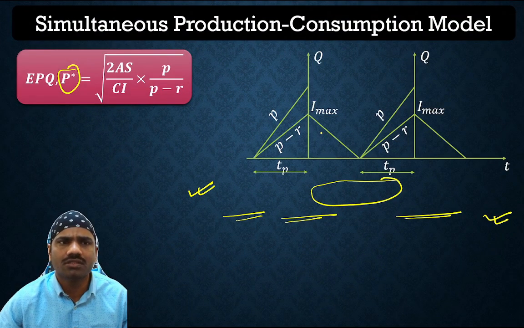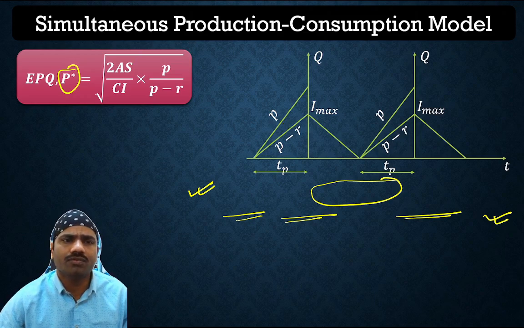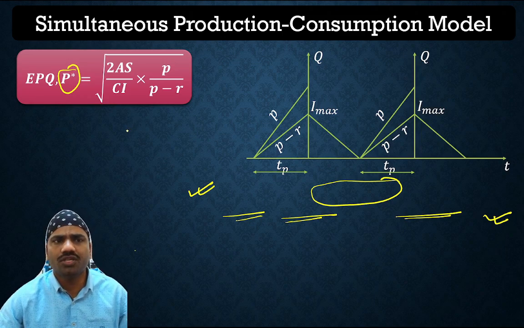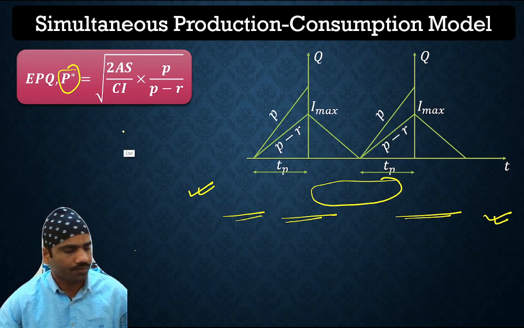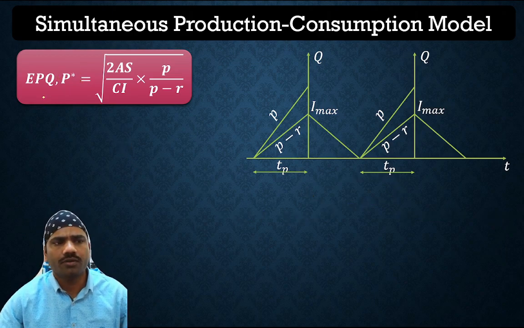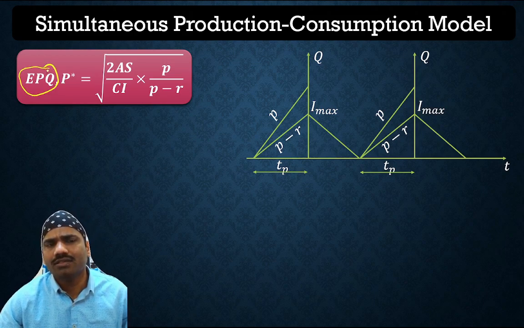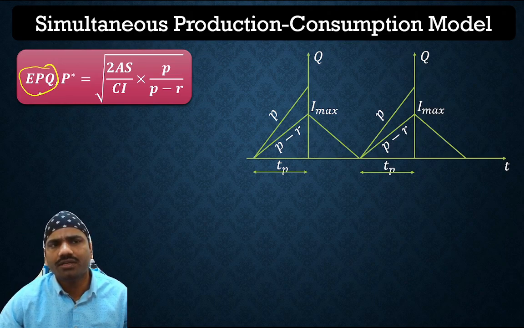Next we will discuss some formulas related to the simultaneous production model. The very first formula is EPQ, the economic production quantity. So in EPQ, what we are doing? We will see what EPQ is. We have a formula for EPQ, and it is this formula.